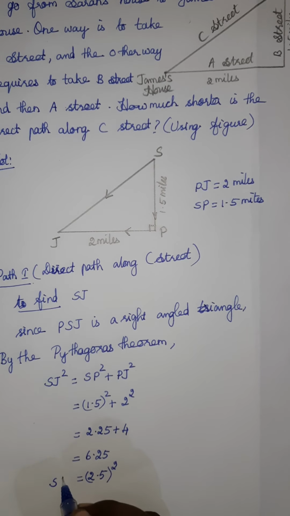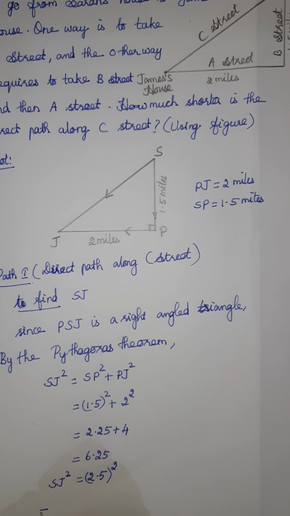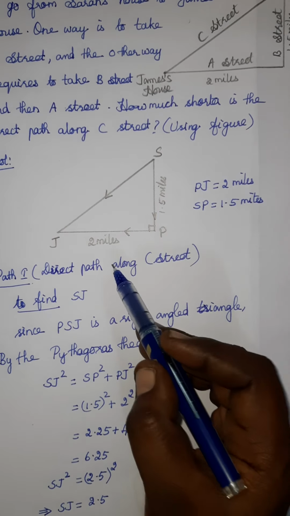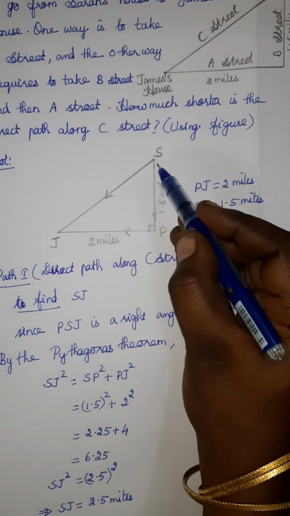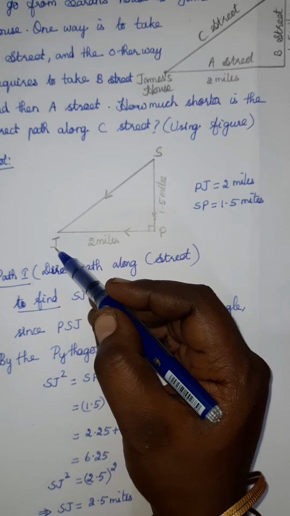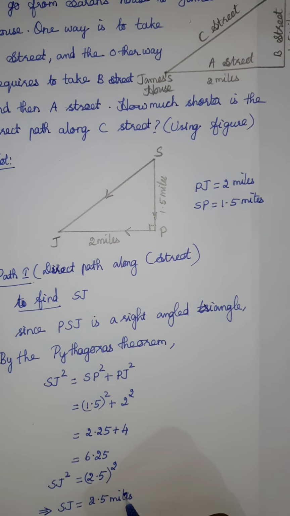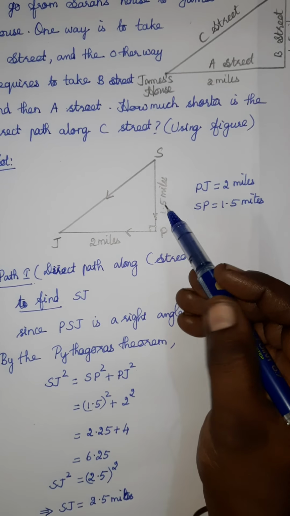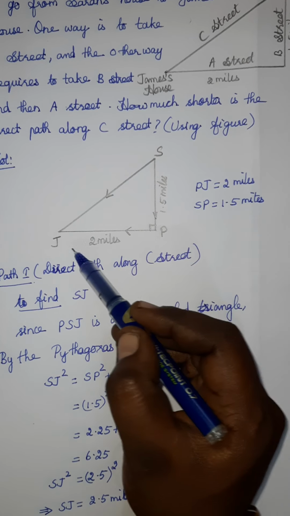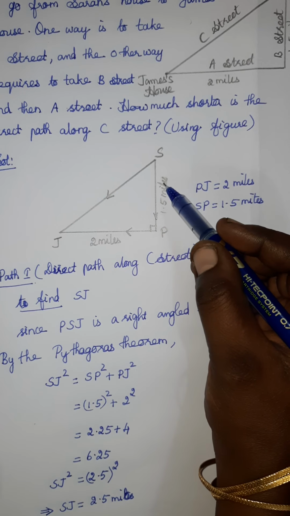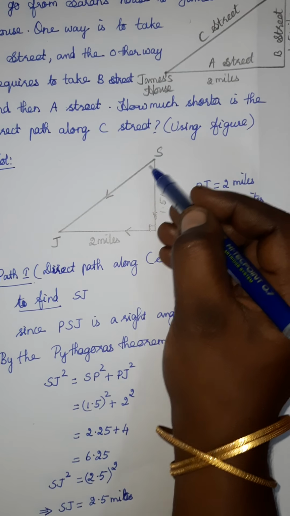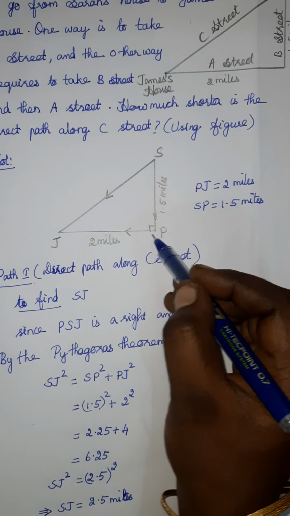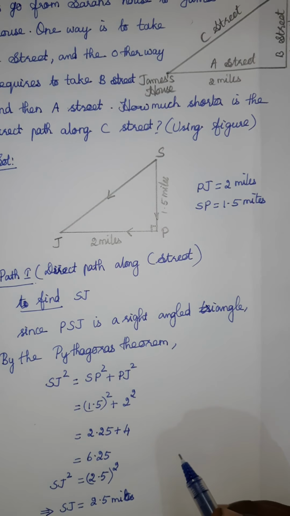Now on the left hand side we have SJ square. So what is the value of SJ? It is equal to 2.5. Since the values are given in miles, we write SJ equals 2.5 miles. Now if you are using both B and A Street, how much distance does the person have to cover? 1.5 plus 2, it is 3.5 miles. So the direct path is 2.5, but using two streets it is 3.5 miles.